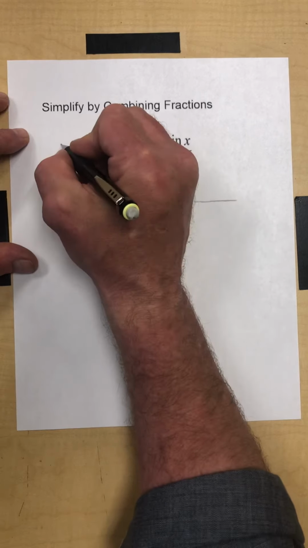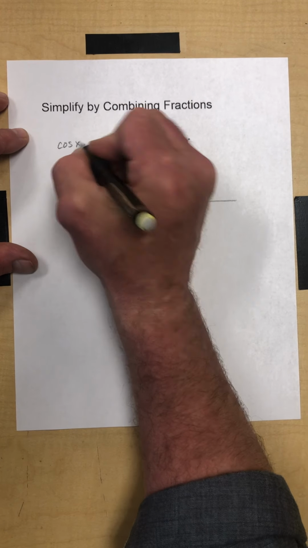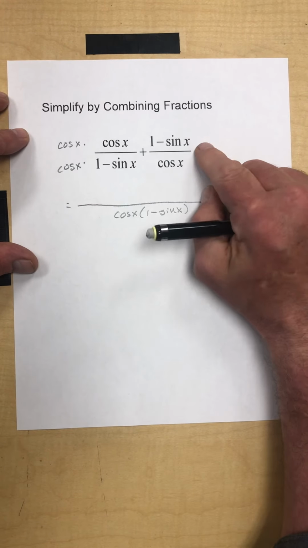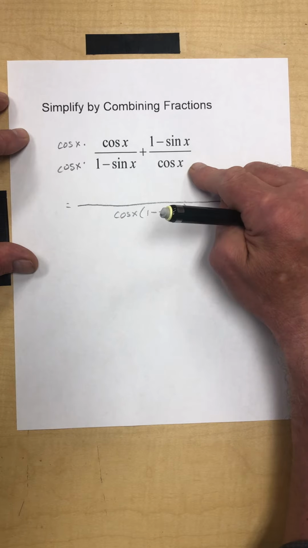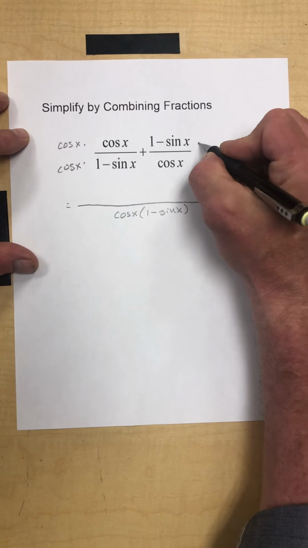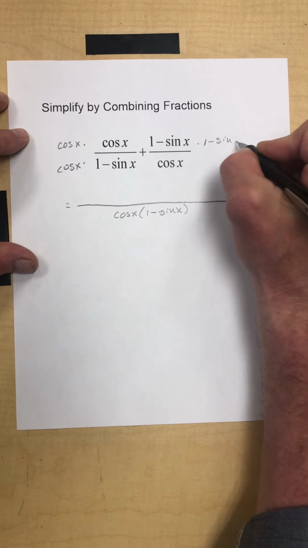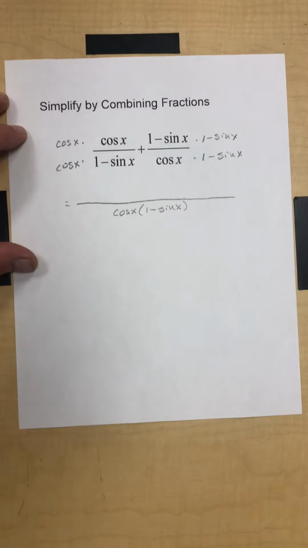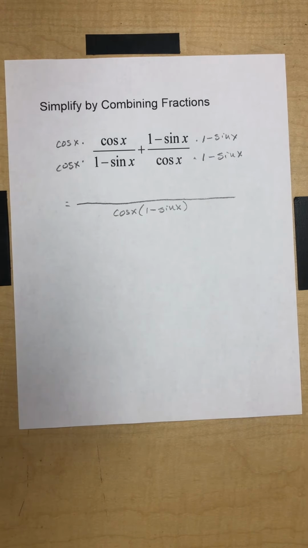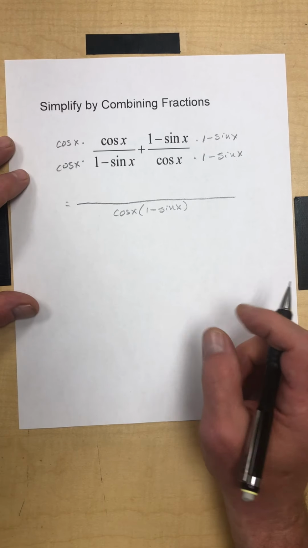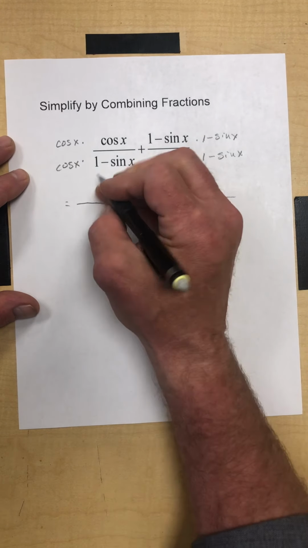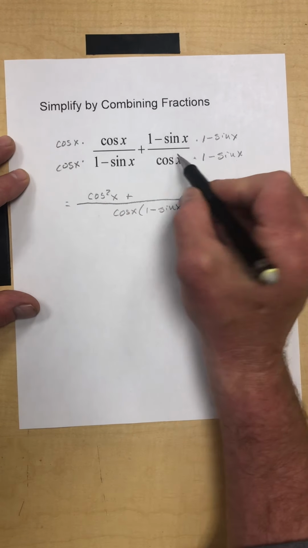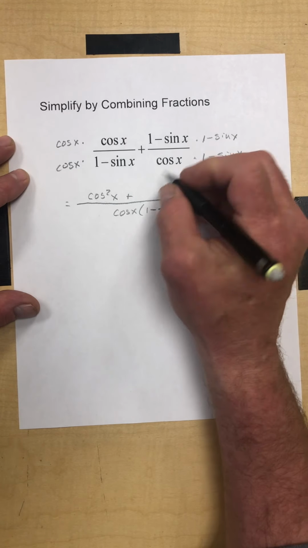Okay, so if I'm going to do that, over here I have to multiply above and below by cosine. So here I have to multiply by cosine of x and cosine of x, okay? And here I'd have to multiply by 1 minus sine of x and 1 minus sine of x, like that. Okay, so let's see what happens here. Cosine times cosine is cosine squared. Okay, plus, notice this would be 1 minus sine of x times 1 minus sine of x, like that.